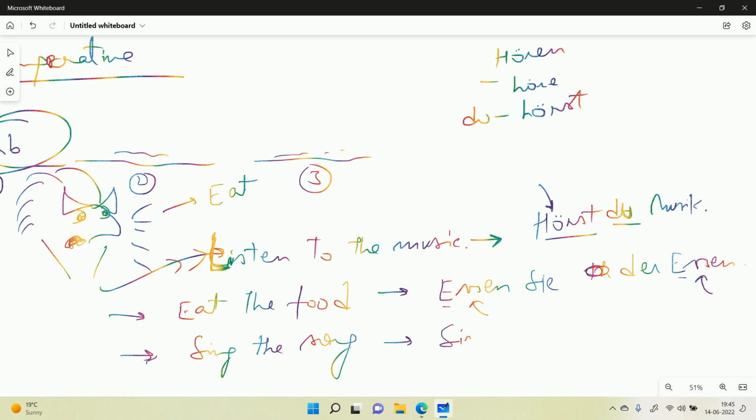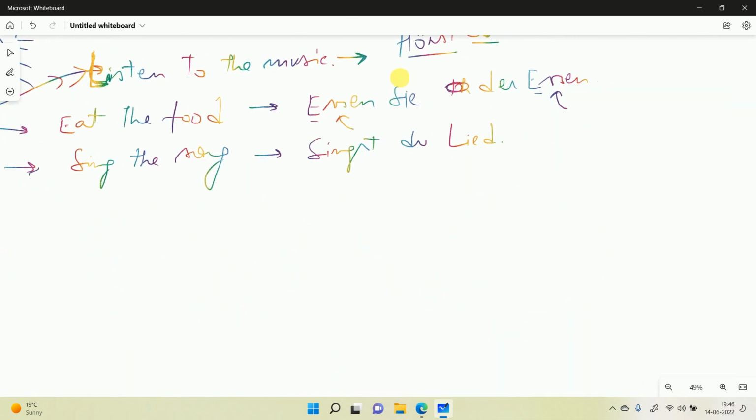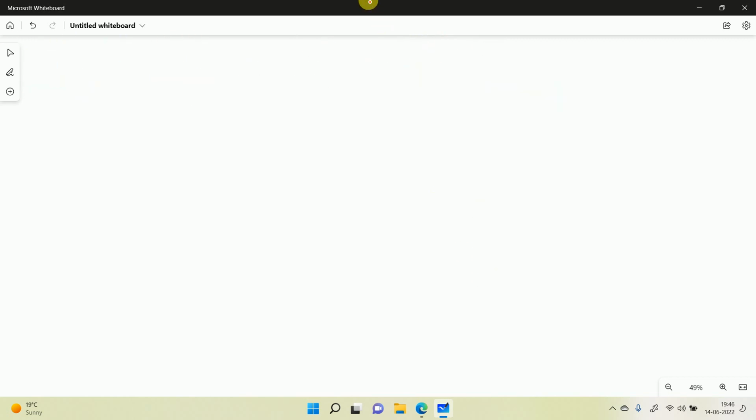So sing the song. Singst du das Lied. Lied is song, right? So this way we can make up imperative sentences. We'll take up some more examples. Let's say somebody says start walking now, right?